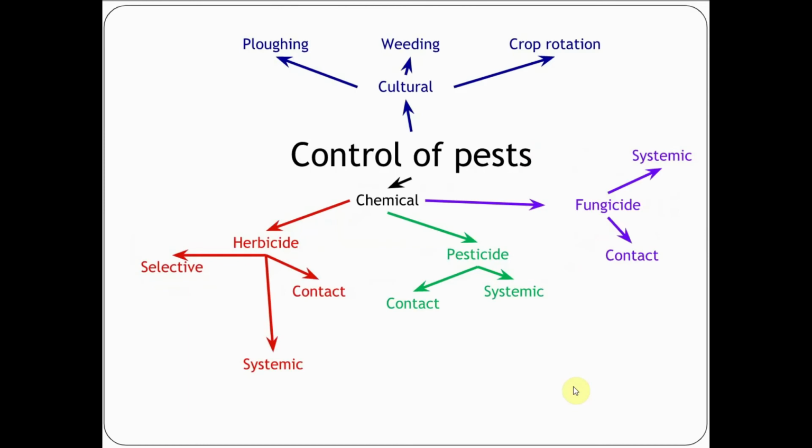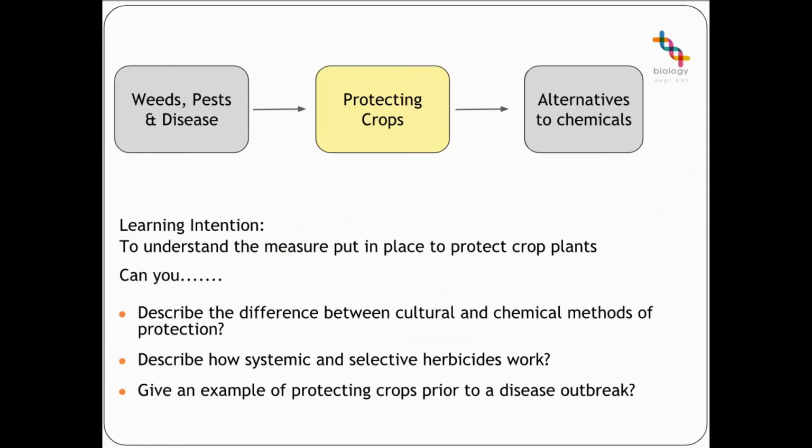So, a quick overview of how we can control our pests then. We've got cultural methods such as ploughing, weeding and crop rotation. We've got chemical methods: herbicides, pesticides and fungicides. Herbicides might be selective, systemic or contact. Pesticides might be contact or systemic, and fungicides might be contact or systemic. So from that, you should be able to describe what we mean by cultural or chemical methods of protection. You should be able to describe what we mean by systemic and selective herbicides and how they're going to work, and be able to give an example of protecting crops prior to the outbreak of a particular disease.